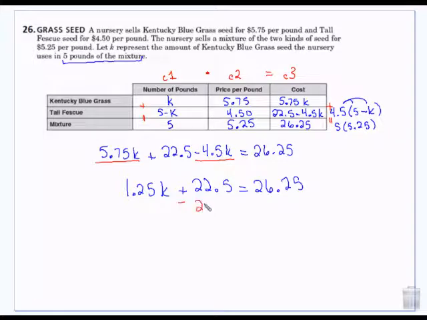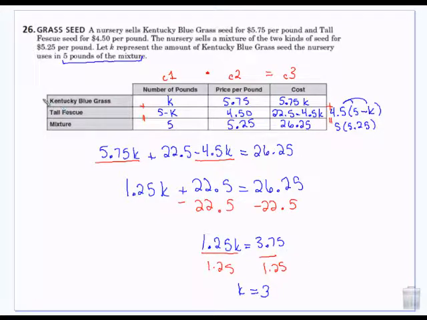I subtract that 22.5 from both sides. And I get 1.25K is equal to, what is it, 3.75? Divide by 1.25, and K equals 3. So they're going to use 3 pounds of Kentucky bluegrass, and then I'll use 2 pounds of fescue. But you didn't have to say that, you just wanted to find K, but that's how it would work.